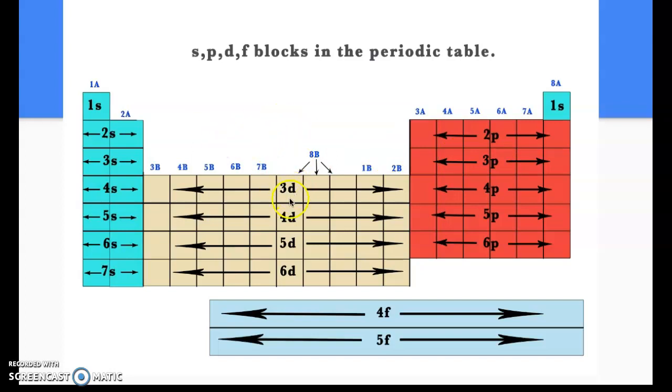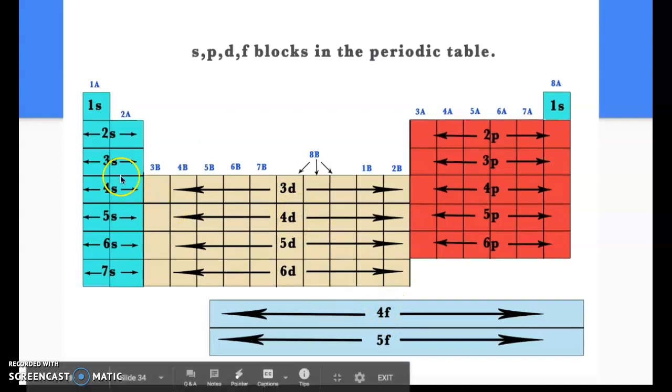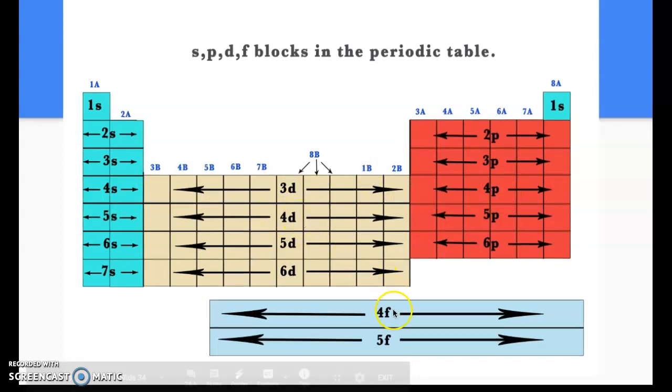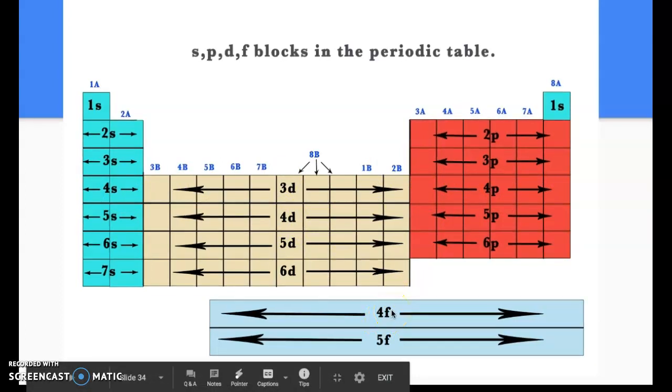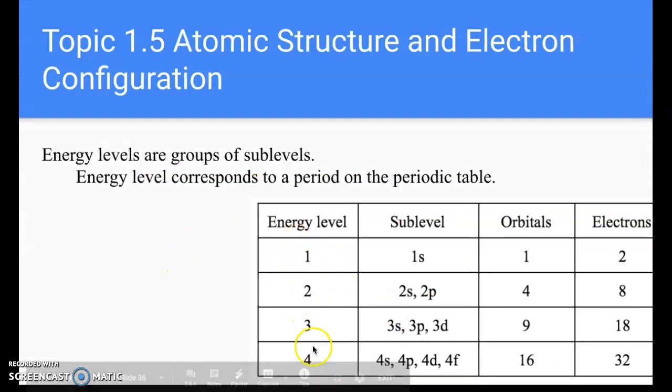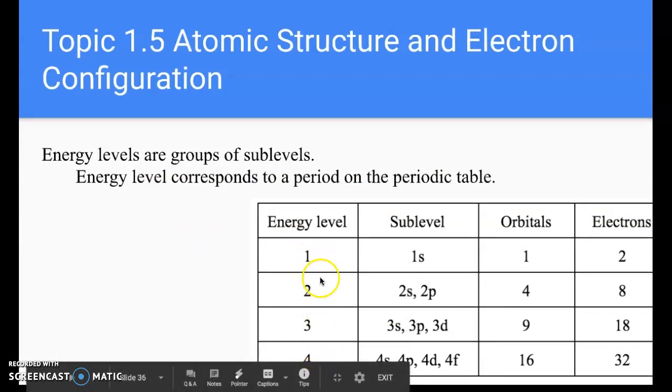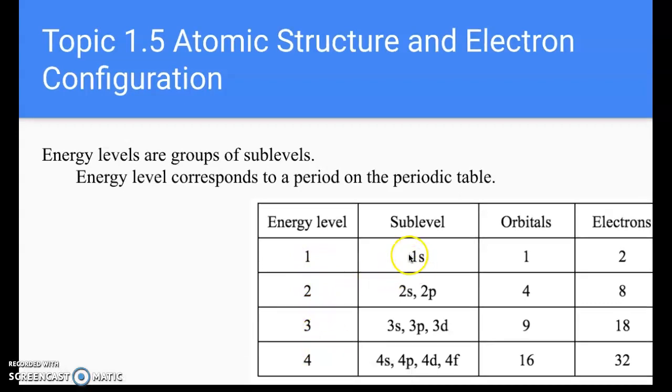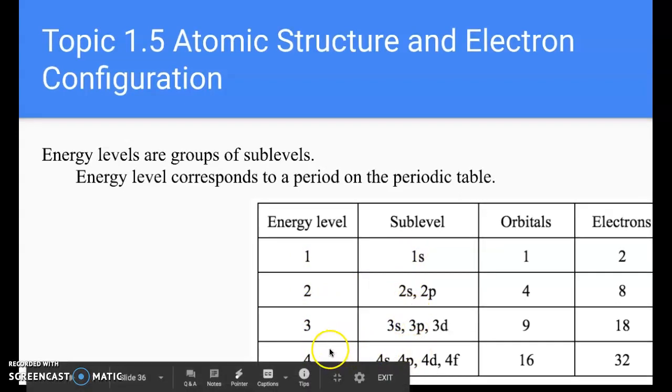When you go to the fourth energy level, now you have 4s, 4p, 4d, but now we also put in 4f. So now we have 2 electrons plus 6 plus 10 plus 14. Now that gets us up to 32 electrons for the capacity of the fourth energy level. So these are the 4 energy levels, and if you just know those first 4, that's all you need. Okay? So these are the sublevels that are in those energy levels. This is the total number of orbitals, and this is the total capacity of the electrons.